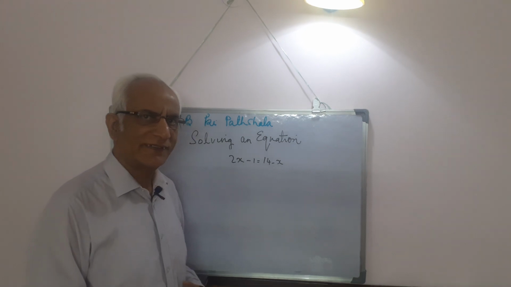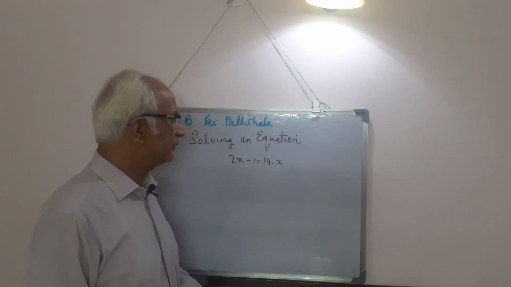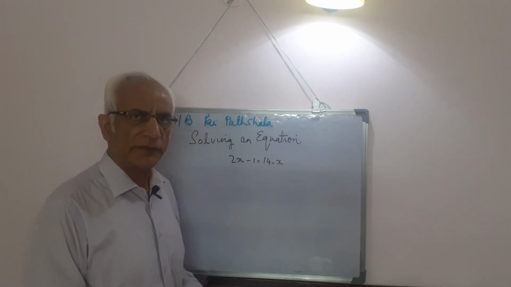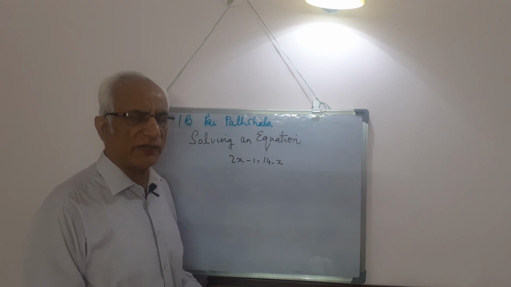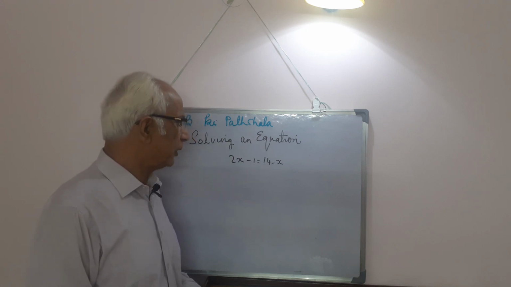Hello friends, in today's class we learn to solve a linear equation which has a variable on the left hand side and the right side also. That means both sides contain a variable. Now how do we solve it?